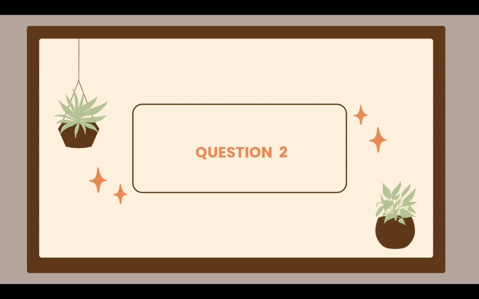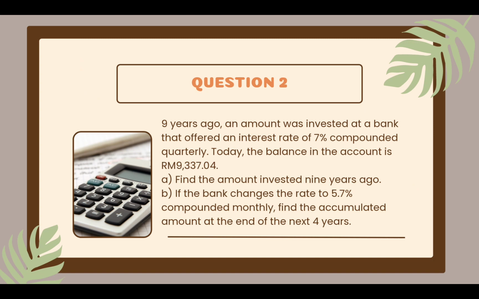Let us now take a look at question 2. 9 years ago, an amount was invested at a bank that offered an interest rate of 7% compounded quarterly. Today, the balance in the account is RM9,337.04. Question 2A requires us to find the amount invested 9 years ago, which means we have to find the amount of P.